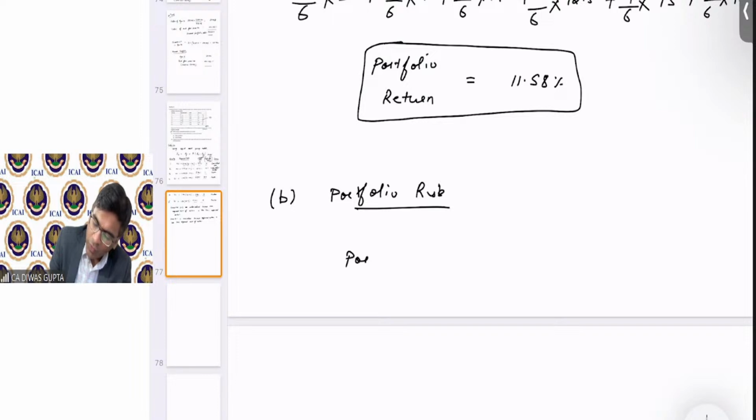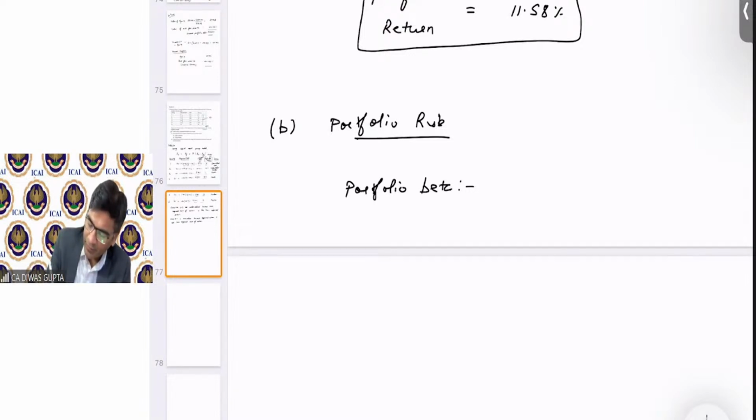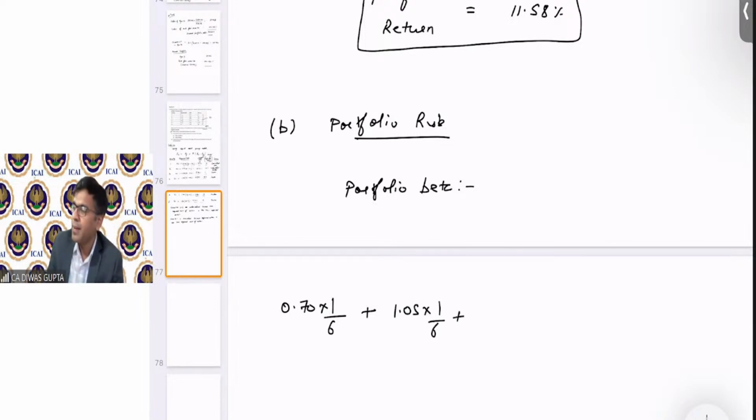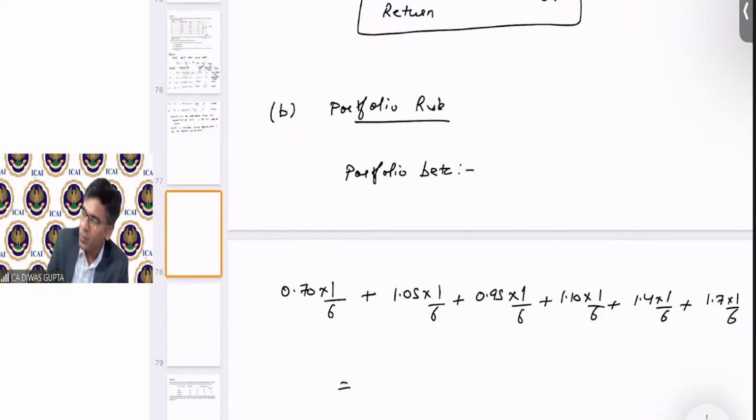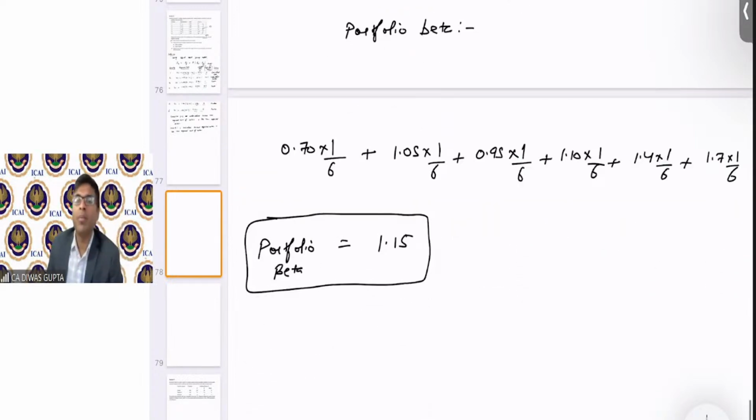we first need to calculate what is the portfolio beta. Portfolio beta is given as 0.70 into 1 by 6 plus 1.05 into 1 by 6 plus 0.95 into 1 by 6 plus 1.10 into 1 by 6 plus 1.4 into 1 by 6 plus 1.7 into 1 divided by 6. So which is equal to 1.15. Portfolio beta is how much? 1.15.